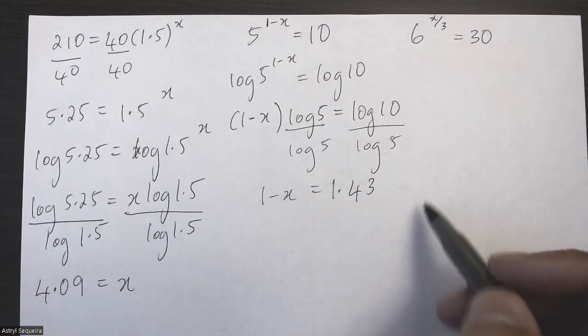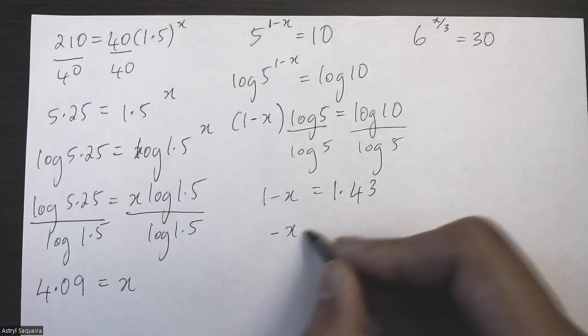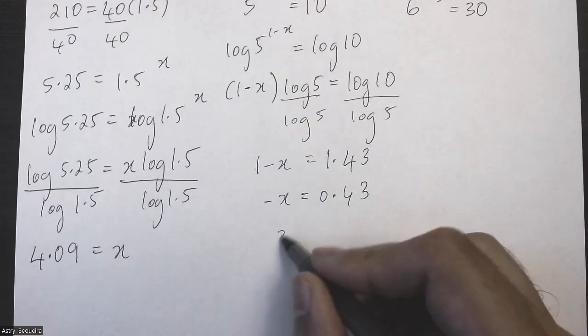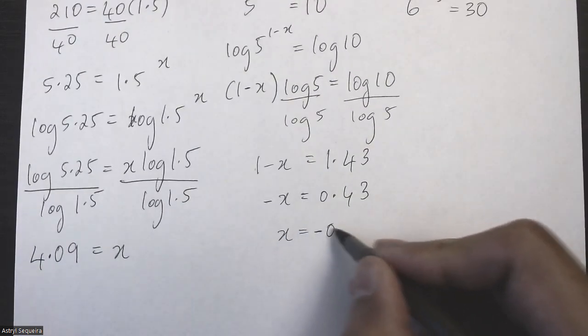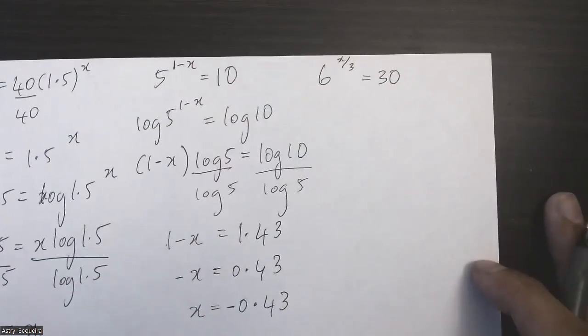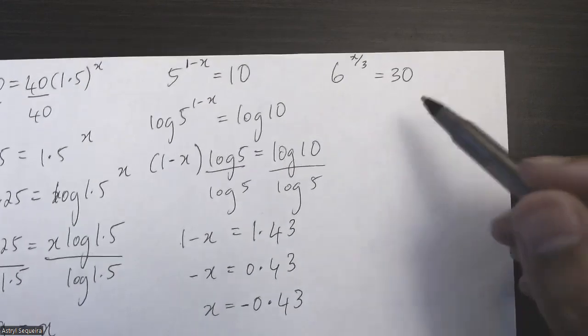So I'm going to move the 1 to the other side and subtract it. So negative x equals 0.43. Then I'll divide by negative 1. X equals negative 0.43. And last question here.